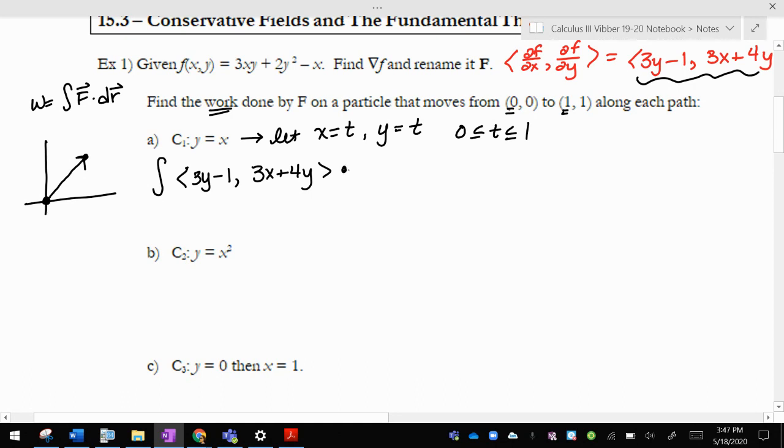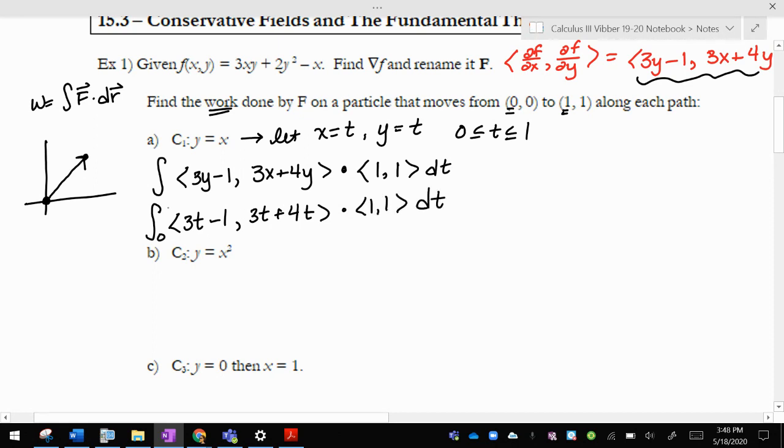And I'm dotting that with the derivative of r. So r is this parameterization, really turned into a vector-valued function, so it would be t, t. So my derivative of r would be 1, 1. This is supposed to be in terms of t. Uh-oh, I have x's and y's in here. So if I create t's for that, y equals t, so that's 3t minus 1. x also equals t, so that's 3t plus 4t, dotted with 1, 1.